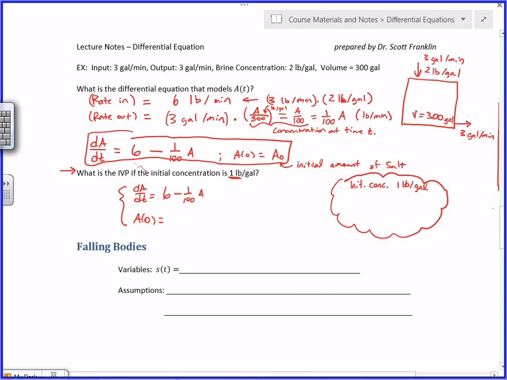Initial concentration, 1 pound per gallon. How many gallons? There's 300 gallons, which means the amount would be 1 times 300, which equals 300 pounds. So A of 0 is 300. Just keep in mind, what we're modeling is the amount of salt, not the concentration of salt.